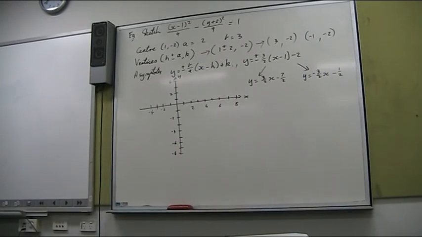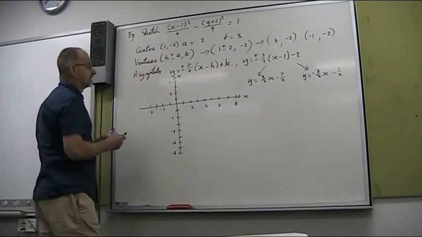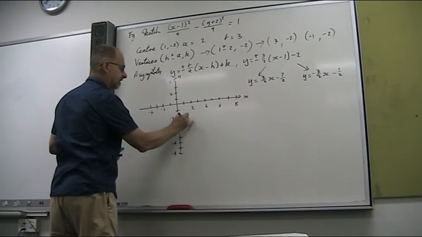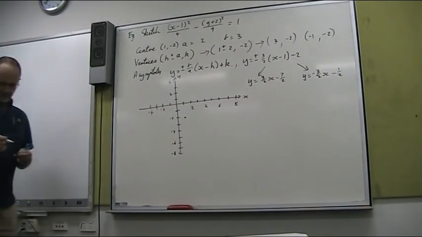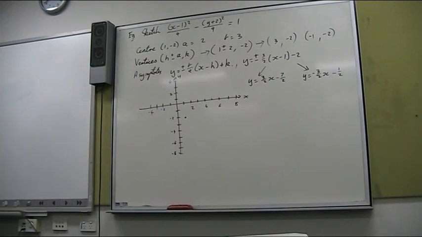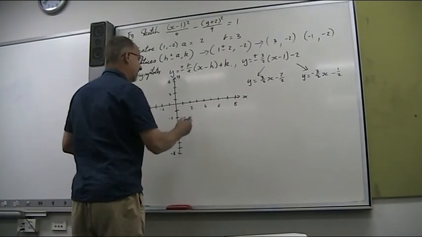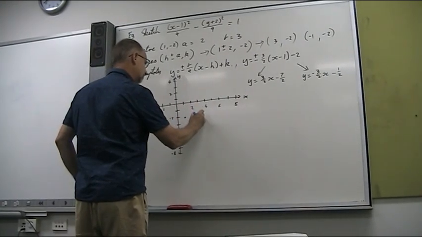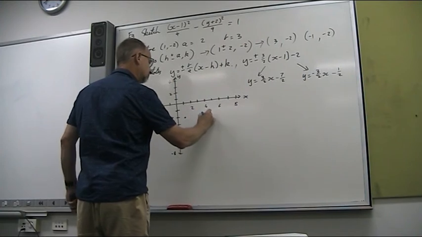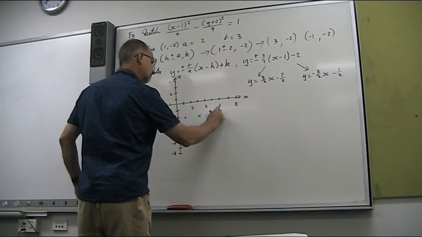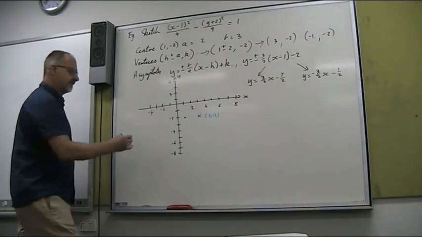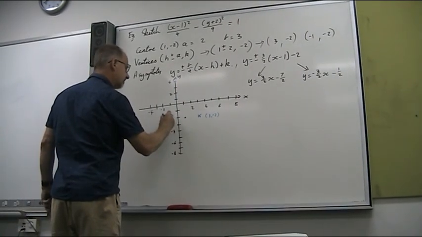So first of all, let's mark in the centre. The centre is at 1 and negative 2. The centre's here. We've got some vertices. Got 2 of them. One of them is at 3 and negative 2. The other one is at negative 1 and negative 2.